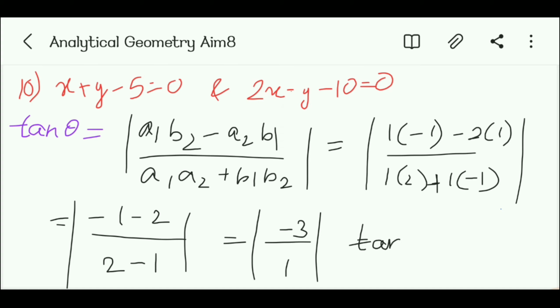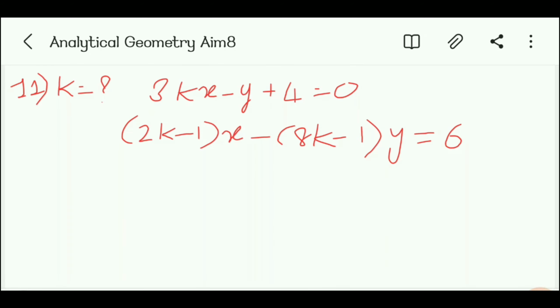Tan theta is equal to 3. Okay, we'll do the 11th one. So here we have to find the value of k. In these two equations, they have given that the two lines are perpendicular to each other, and we have to find the value of k.